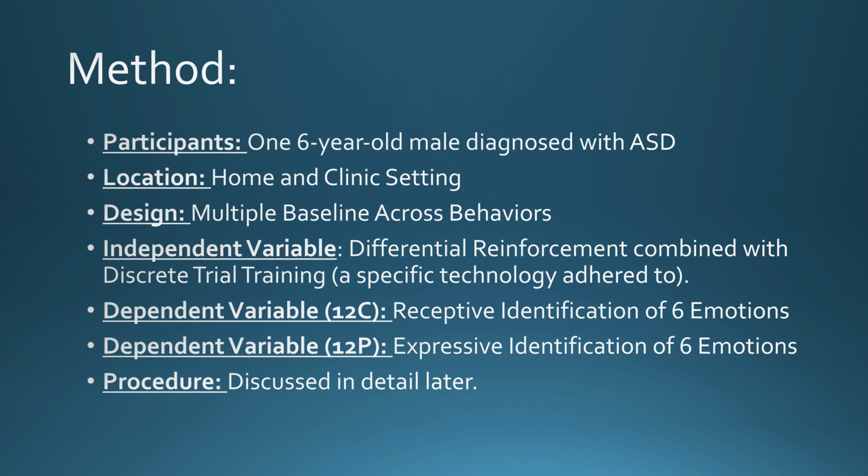The participant was one 6-year-old male diagnosed with autism spectrum disorder. We used a multiple baseline design because the target behavior is likely irreversible. It was easy to use, and the threat to internal validity was low. The independent variable was a specific technology adhered to using DTT and differential reinforcement. The dependent variable for 12C was the receptive identification of 6 emotions, matching what the learner heard to what he saw. And the dependent variable for 12P was the expressive identification of 6 emotions, matching what he saw to what he spoke.